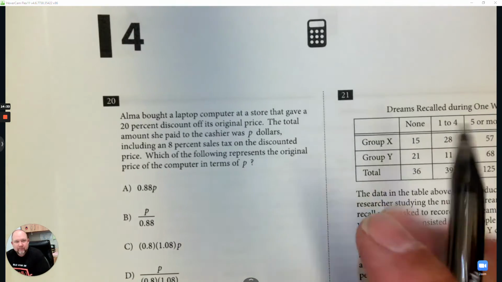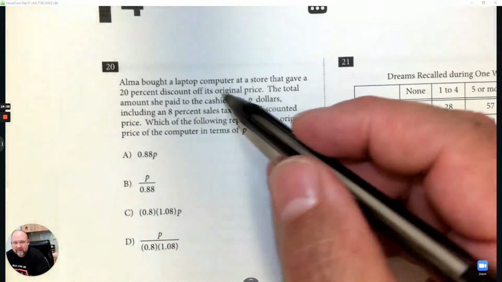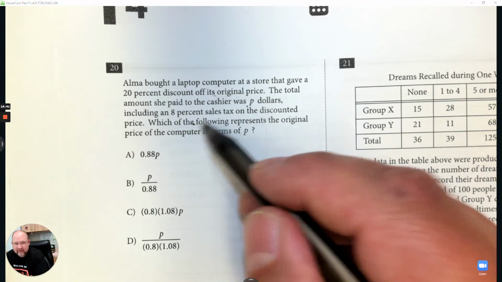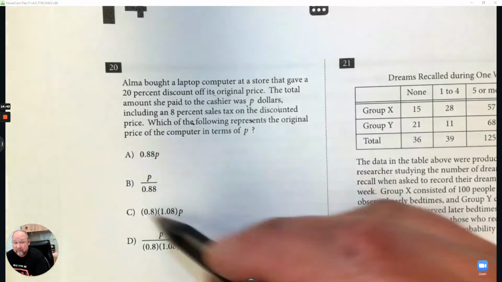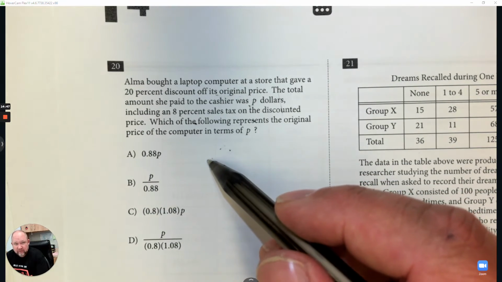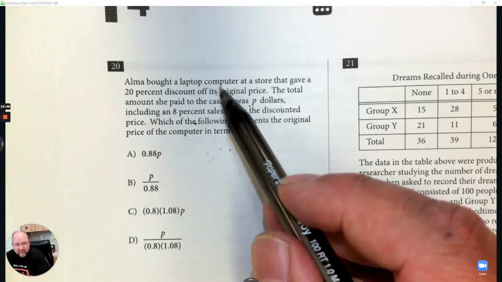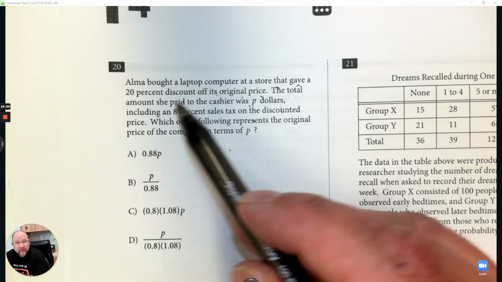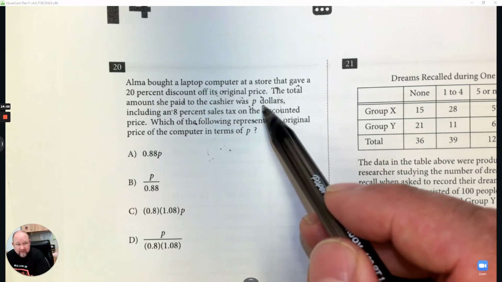Alma bought a laptop computer at a store that gave a 20% discount off its original price. The total amount she paid to the cashier was P dollars, including an 8% sales tax on the discounted price. This is one I would leave for the end. Which of the following represents the original price of the computer in terms of P? The total amount she paid to the cashier was P dollars.